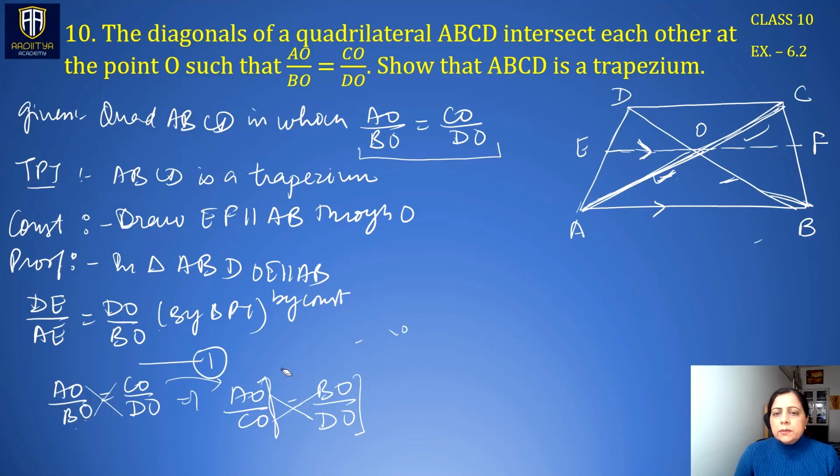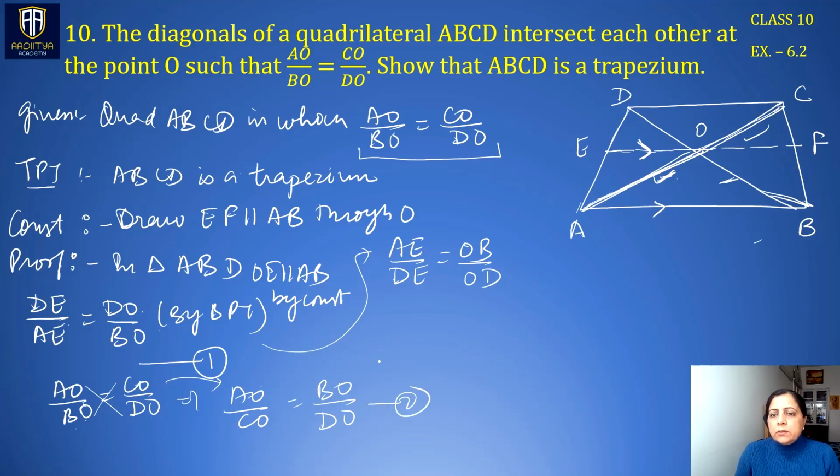So what we can do is, this is now DE upon AE is equal to OD upon OB. Again we have OB upon OD. So take the reciprocals on both sides. That means AE upon DE is equal to OB upon OD. Let this be the second equation. This was your first equation. Let this be 3. Now compare equation 2 and equation 3.